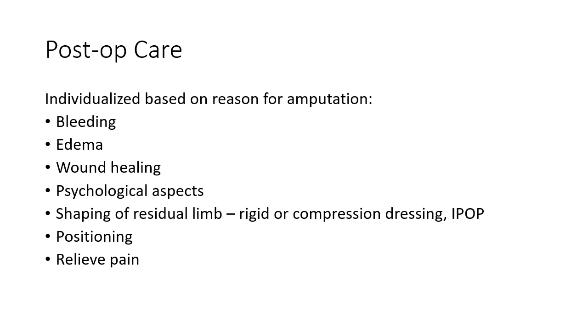The postoperative care is individualized based on the reason for amputation. Check for edema and bleeding, assess the wound healing, assess the patient's psychological aspects, and shape the residual limb. This is done with a rigid or compression dressing, so that they can shape the residual limb, the remaining part, so that it can fit a prosthesis in the future.